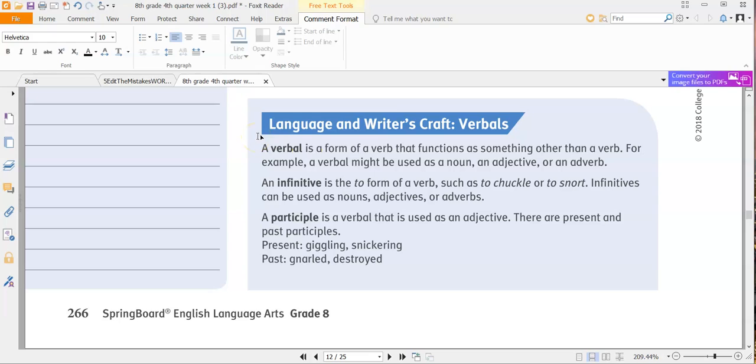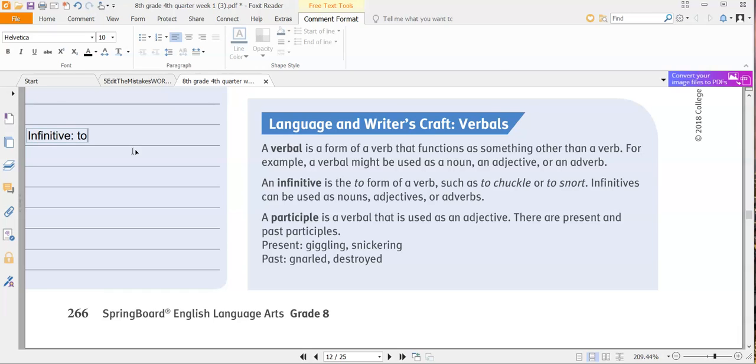Now, here at the bottom, we have a section on language and writer's craft, verbals. So this is the grammar part. This is actually really easy to understand, so I'm going to explain it, and I'm going to type a few notes over here so that you can see. So a verbal is a type of verb that functions as something other than a verb, so like a noun, an adjective, or an adverb. That might not make a whole lot of sense, but when we look at it, it actually is easy to explain.